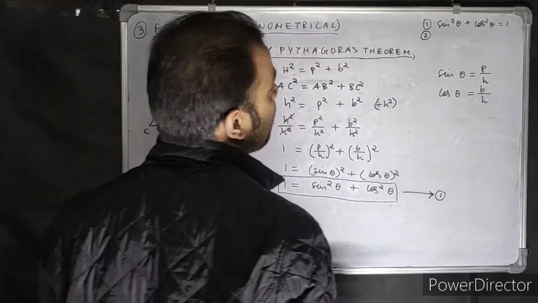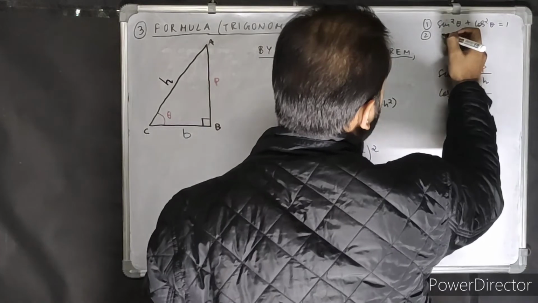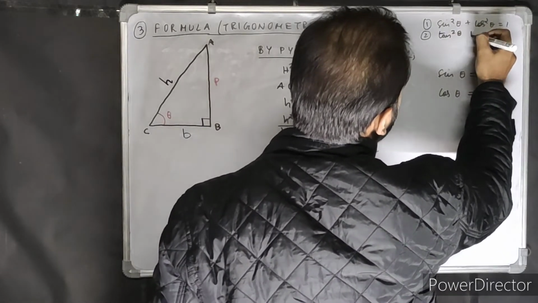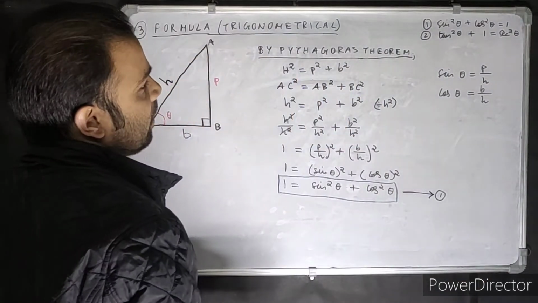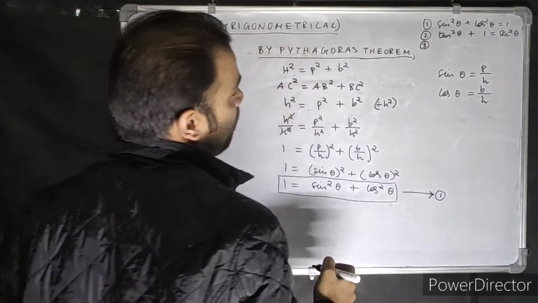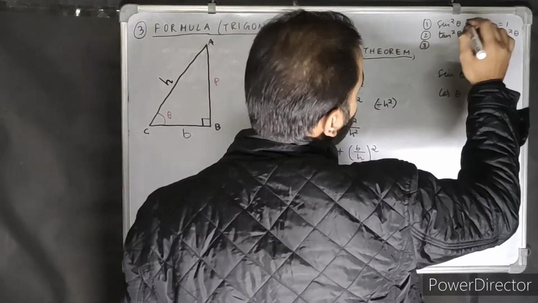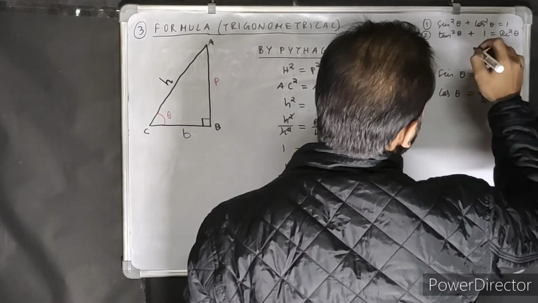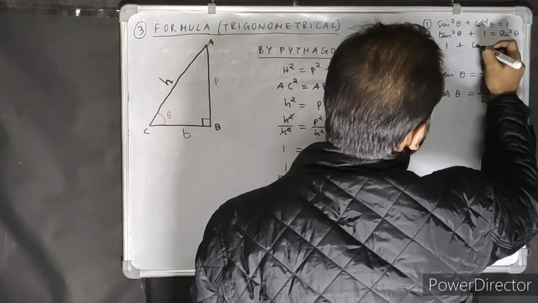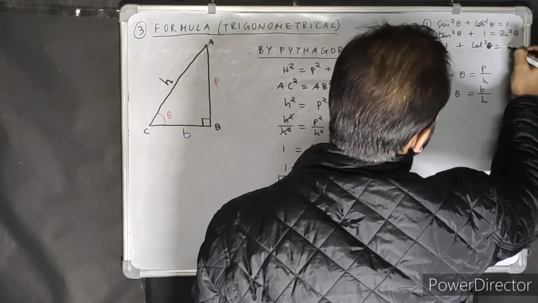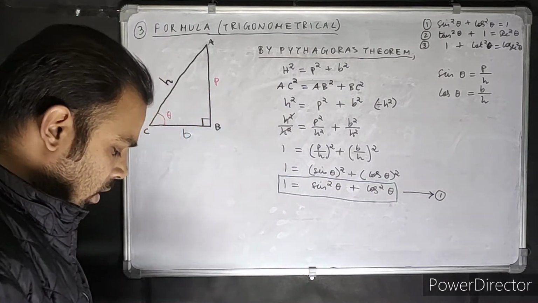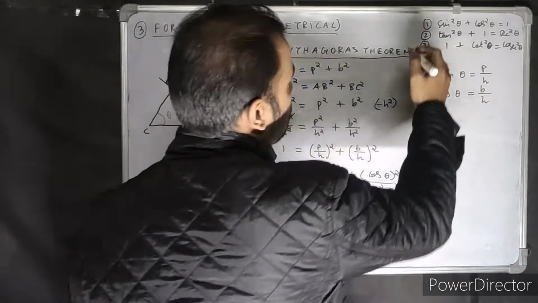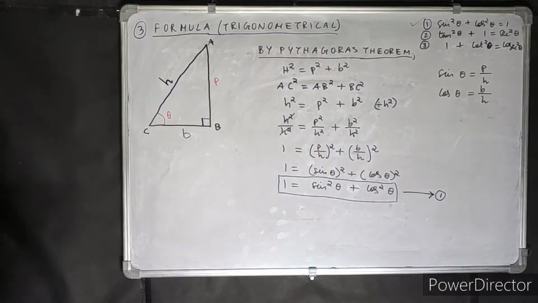Second one will be tan square theta plus 1 is equal to sec square theta. And the third, if I can remember it properly, 1 plus cot square theta is equal to cosec square theta. So the first one I have derived for you. This is how you can find sine square theta plus cos square theta equal to 1. First one is done.